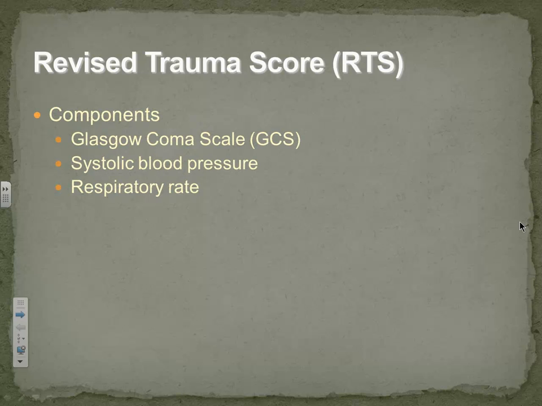Revised trauma score. This is going to use the Glasgow Coma Scale, their blood pressure, and their respiratory rate. Now, I can't tell you that you won't see this on National Registry. I haven't heard of it being on registry before, but it could be. I'm not going to ask you a question about this, but it's not going to hurt you to learn it. The revised trauma score takes the Glasgow Coma Scale, their blood pressure, and their respiratory rate.